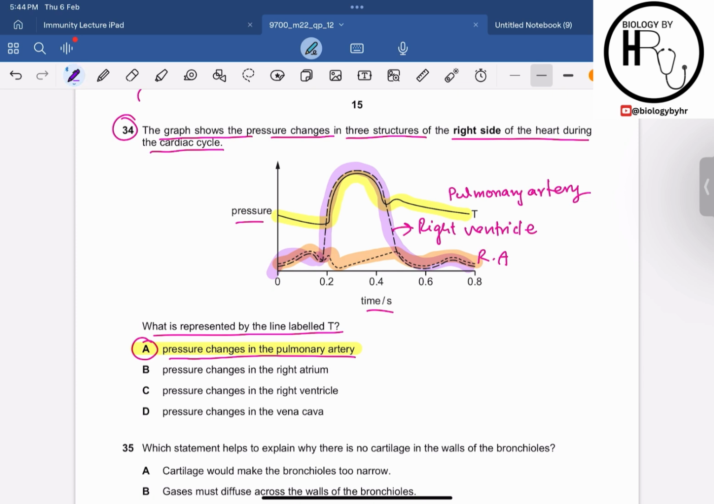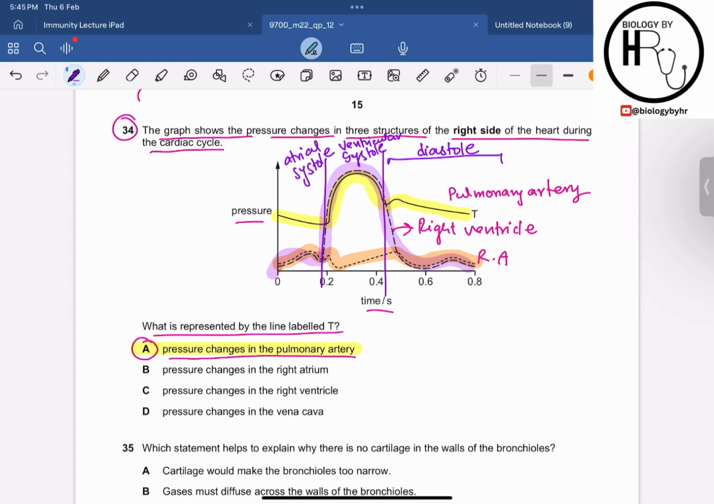Alright, so if we revise more of this graph, for example, this part over here would be called the atrial systole, right? This part over here would be called the atrial systole. Then this part over here would be called the ventricular systole, right? Ventricular systole. And then this whole part would be the diastole, right? So yeah, that was about question 34 over here.